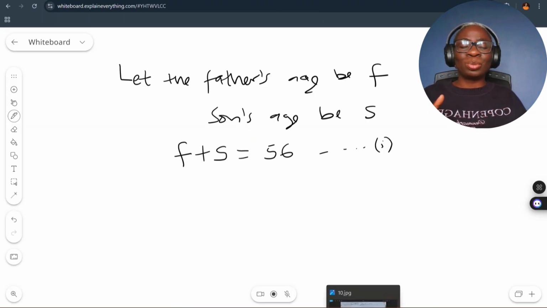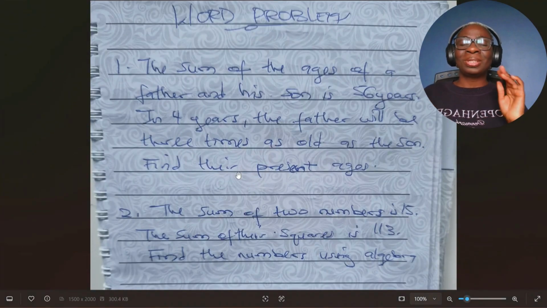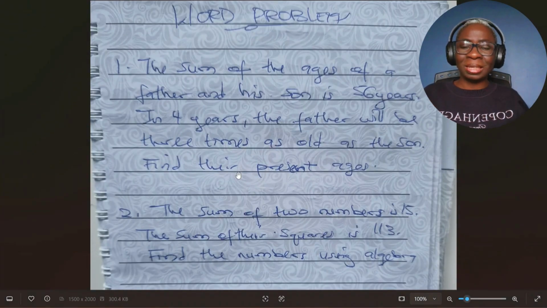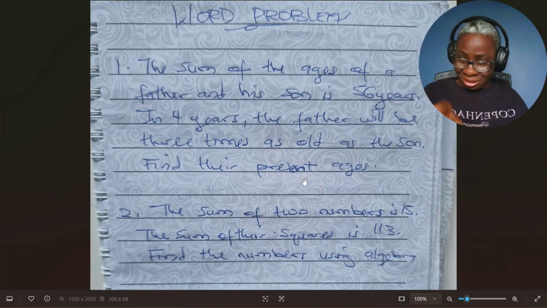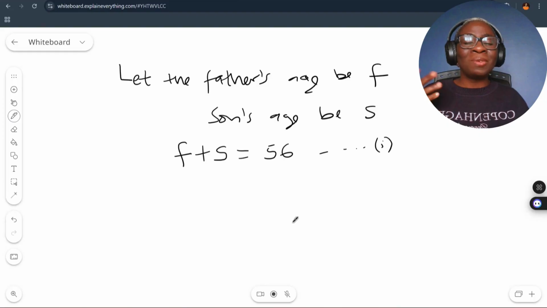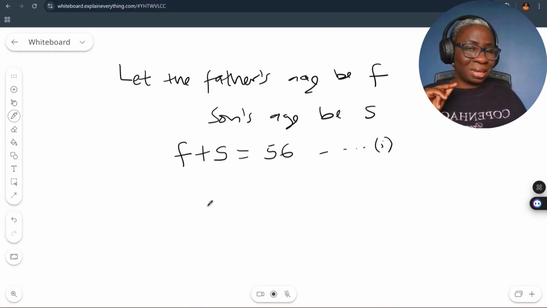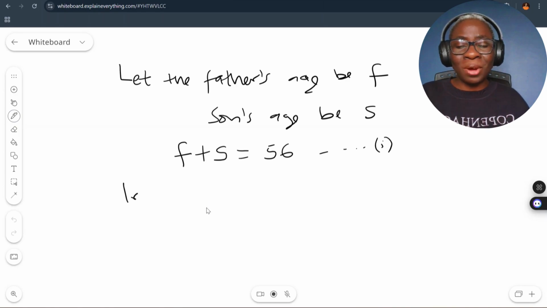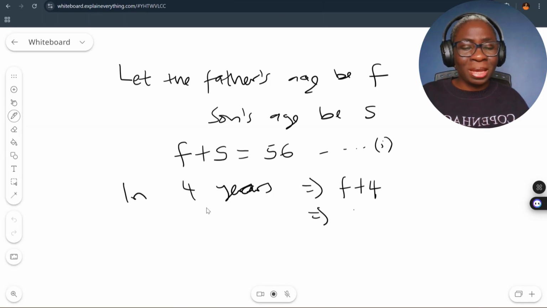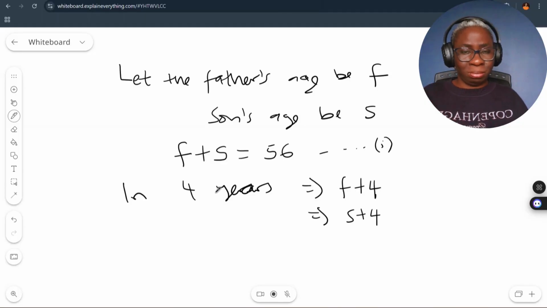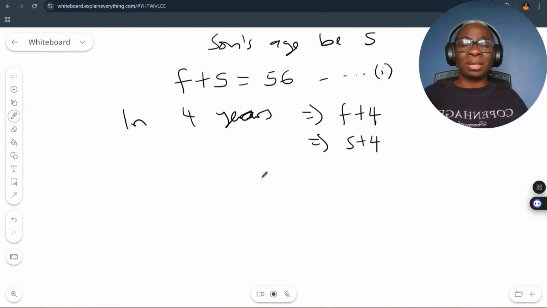So apparently this is going to be a simultaneous equation. The sum of their ages is 56. In 4 years, the father will be three times as old as the son. First, let's translate "in 4 years". If the father is F presently, then in 4 years the father will be F plus 4, and the son will be S plus 4, because their ages would have increased by 4.